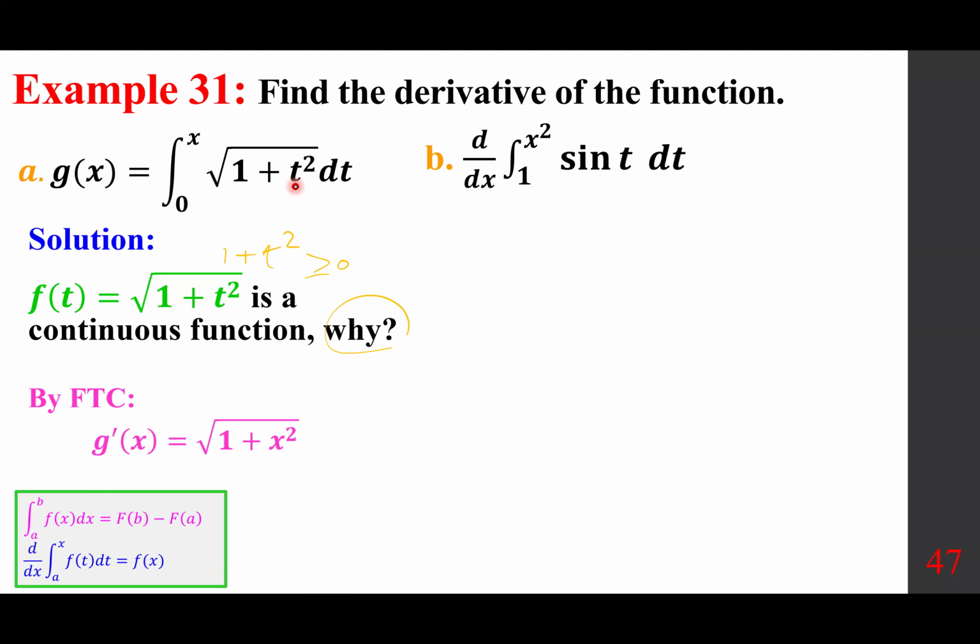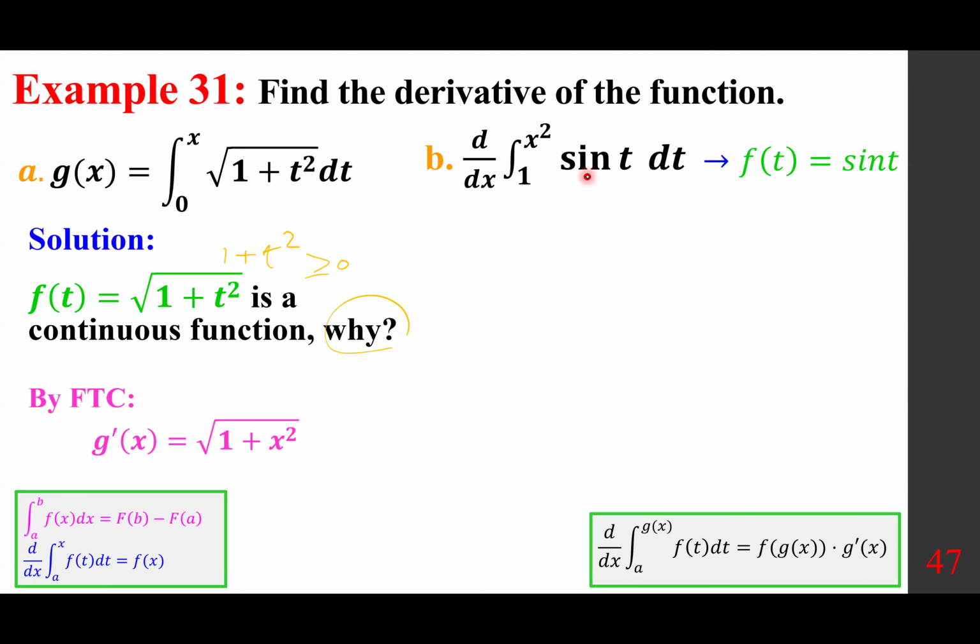What about this one? The derivative d dx is what we want of the integral from 1 to x squared of sine t dt, and of course the function is sine t. f of t is sine t. Now over here we had x as the upper limit. Now we have a function of x, so by the chain rule, the derivative of the integral from a to g of x of f of t dt is f of g of x times g prime of x. This is by the chain rule, everybody.